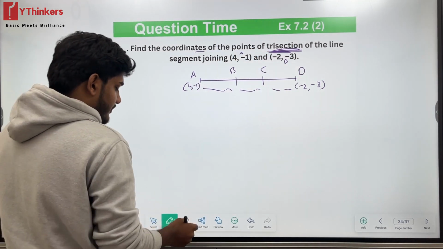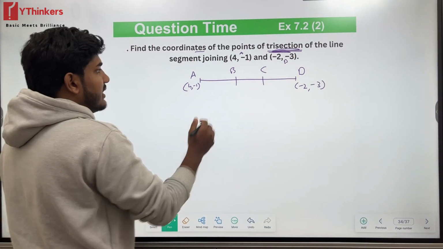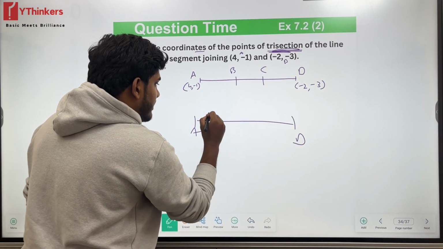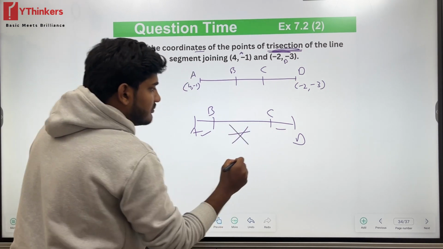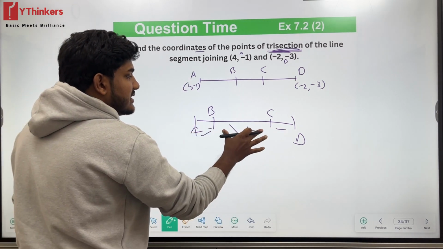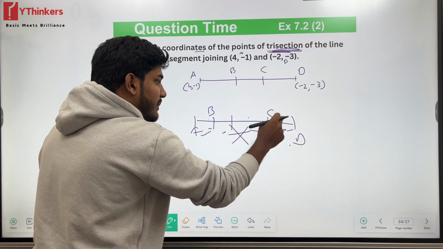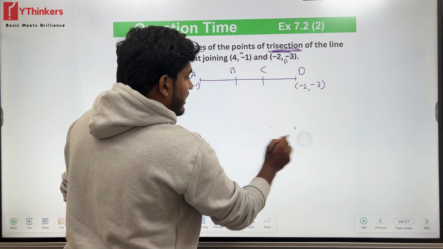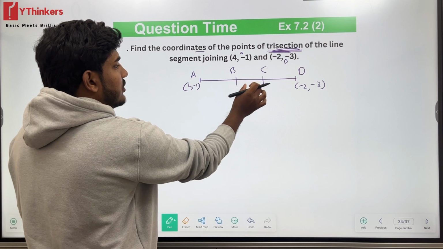So you have to find out 2 points such that it becomes 3 equal parts. If you find it out such that this is A, this is D, this is B and this is C, it is not into 3 equal parts. See, this distance is less, this distance is more, again this distance more. You have to find out such that they are in equal parts. So just see how we'll find it out. Okay, now I've told these three are equal parts, 1, 2, 3.